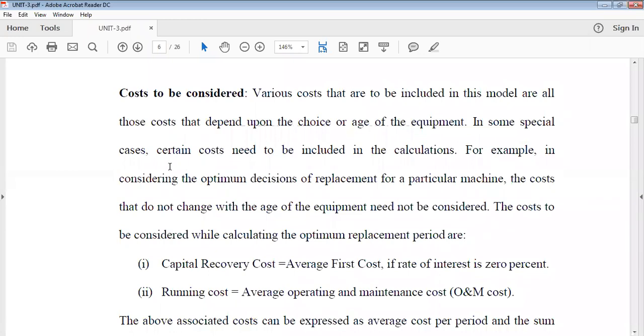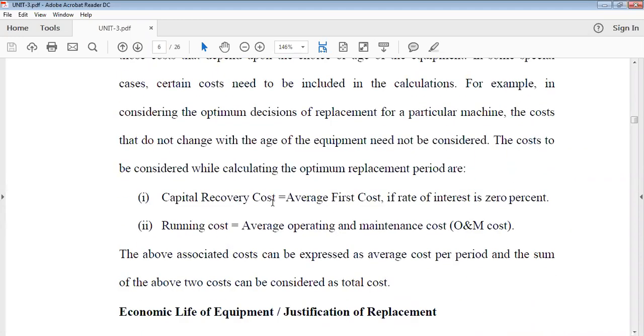In some special cases, certain costs need to be included in the calculations. For example, in considering the optimum distance of replacement of a particular machine, the costs that do not change with the age of equipment need not be considered. The costs to be considered while calculating the optimum replacement period are capital recovery cost, average first cost if rate of interest is 0%, and running cost, average operating and maintenance cost. So capital recovery cost and running cost are very important.